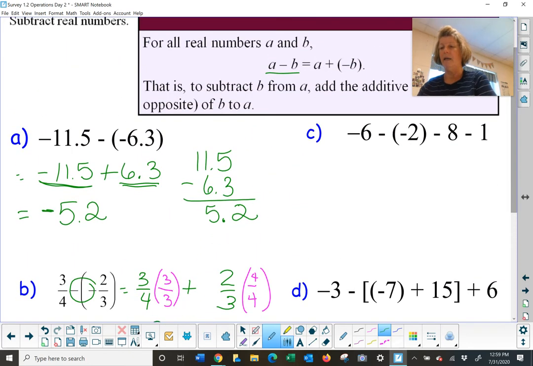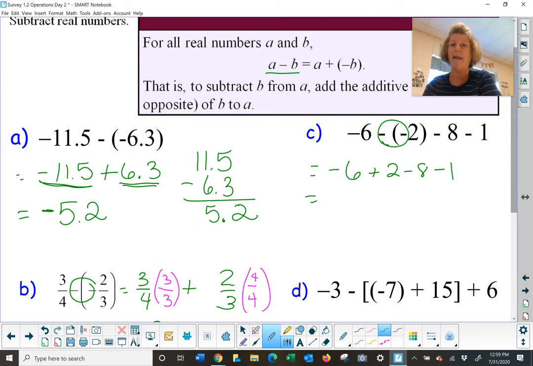Like denominators. C. Well, this is capturing my eye right away. So I'm just going to rewrite -6 plus 2, -8 minus 1. I realize it took a line of space and it didn't take me very long to rewrite it, but it helps my brain be able to see things more clearly.